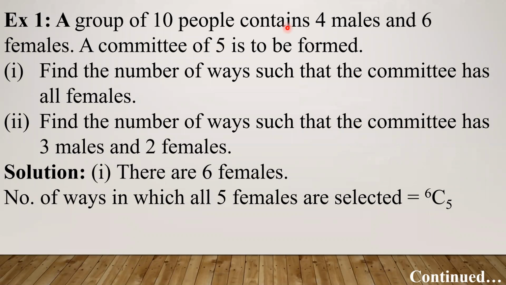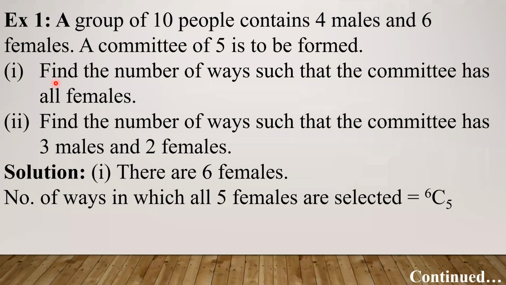So how many females are there in this group of 10 people? There are 6 females. So all these 5 members of the committee will be selected from these 6 females. Which can be done in 6C5 different ways. Out of 6 females, 5 females can be selected in 6C5 different ways.